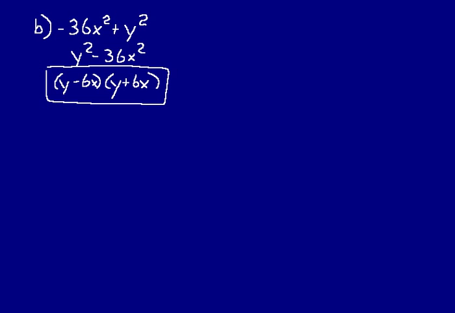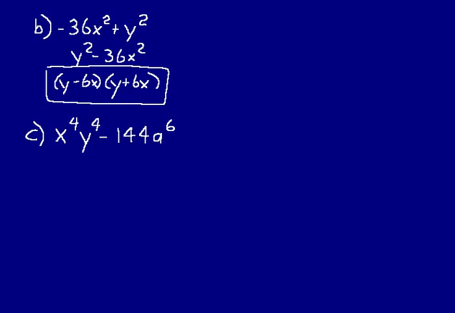And so that's our squared binomial factored out. Let's do one more: x to the fourth, y to the fourth, minus 144a to the sixth. Well, we see two binomials there. We see a subtraction symbol in between them.